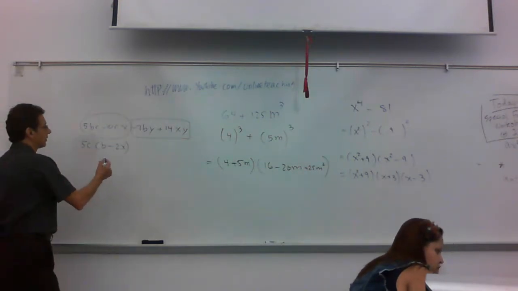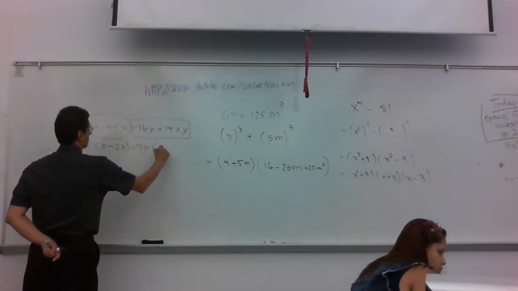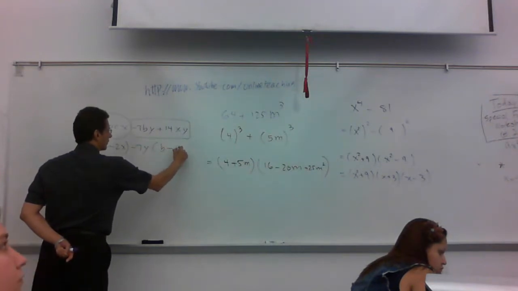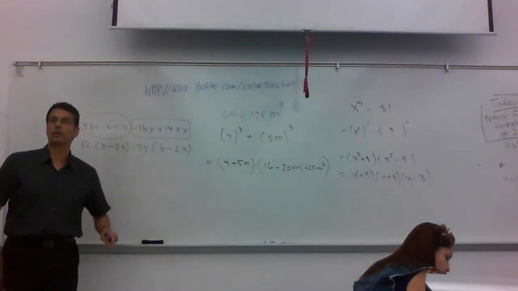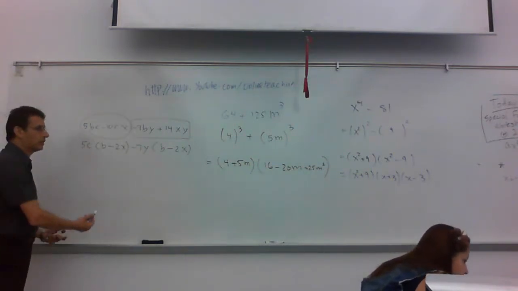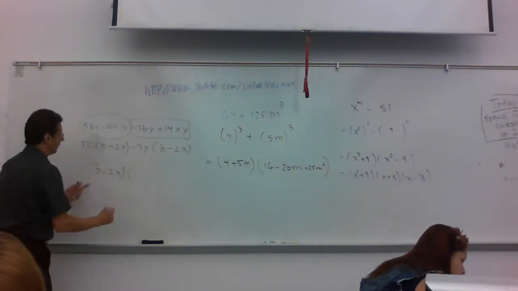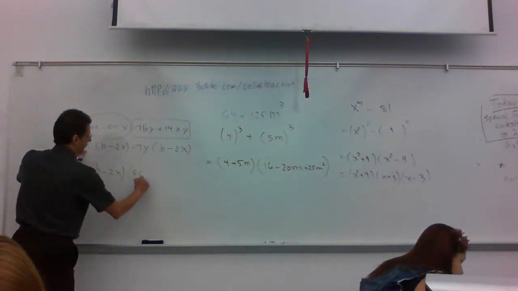So anything? Negative 7y, parentheses b plus 12, no, minus 2. The reason it's negative is because you took negative 7 out. And so the two parentheses are identical. Just write it. And the first one, what is left of it? 5c negative 7y.